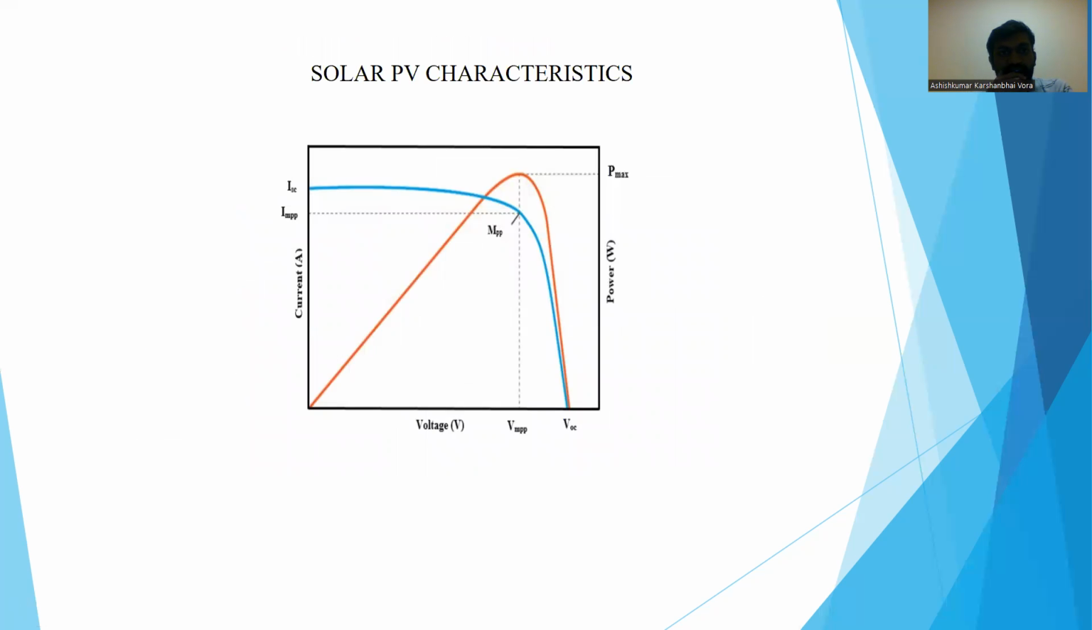The solar PV characteristic is a current versus voltage graph, and I can see ISC versus VOC, IMPP versus VMPP, and the graph is showing the maximum power output. So it is good for the solar power characteristic.